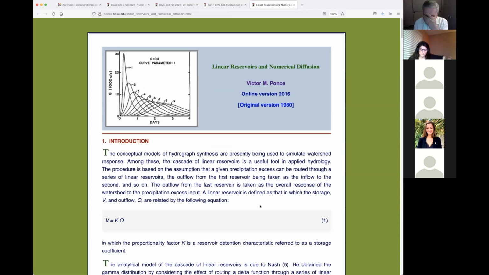This is the third paper. This is the foundation of most of the work that is done in hydrology. That's why this class is called Computational Hydraulics and Hydrology. So the subject is linear reservoirs and numerical diffusion. Does everybody see the green sheet? Yeah, we can. Okay.